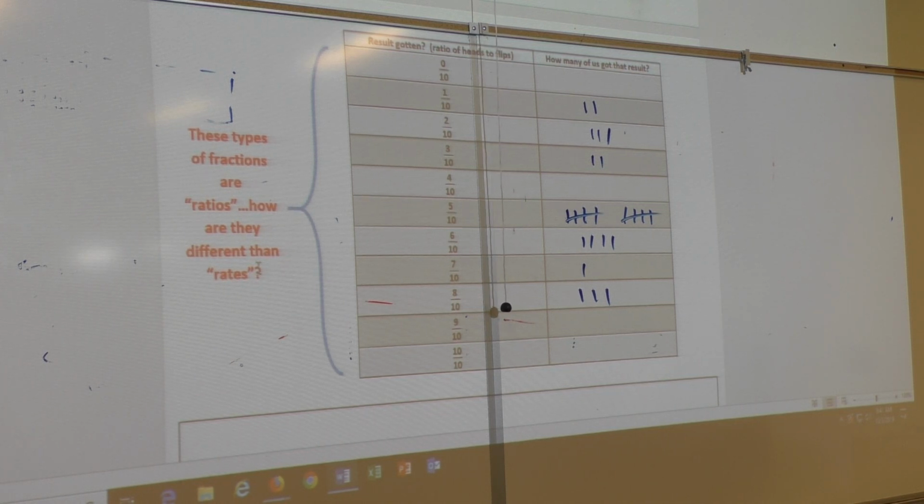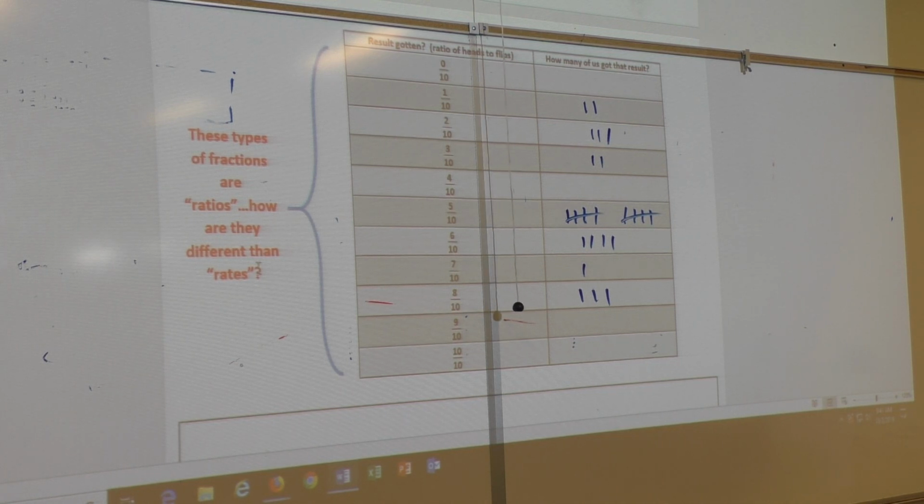Leave it there. Do your dot plot. Did you notice the little labels I put? These types of fractions are ratios, not rates. What's different between the ratio and the rate? I didn't use the words. The ratio is just the number, right? I can feel your frustration. Did I do that to confuse you? No. Why did I leave the words off, Jenna?